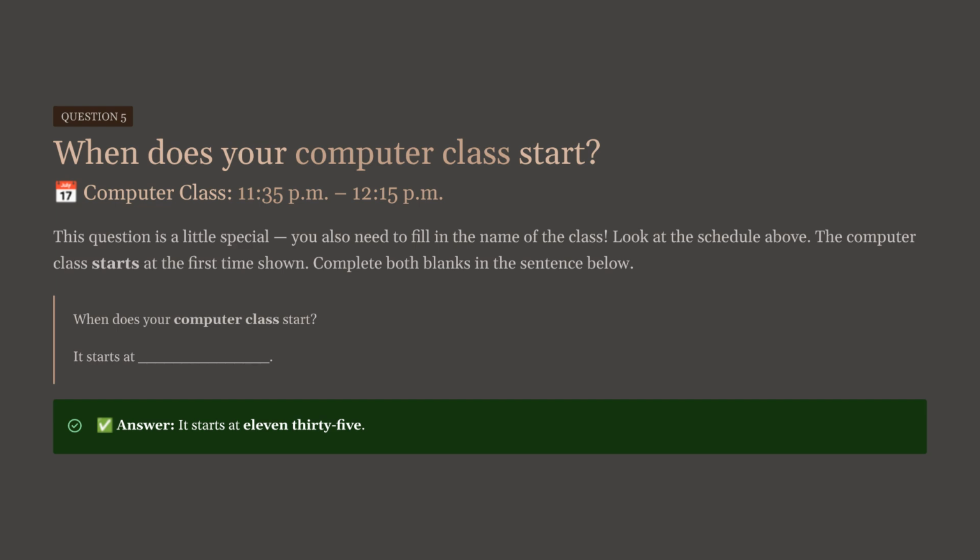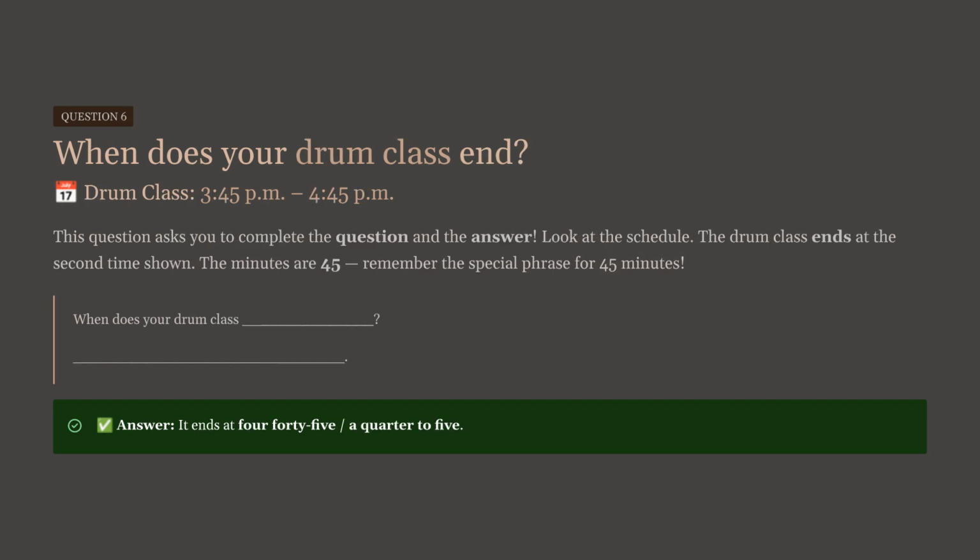Question 5. When does your computer class start? The schedule says 11:35 p.m. to 12:15 p.m. It starts at 11:35. Question 6. When does your drum class end? The schedule says 3:45 p.m. to 4:45 p.m. It ends at 4:45 or a quarter to 5.